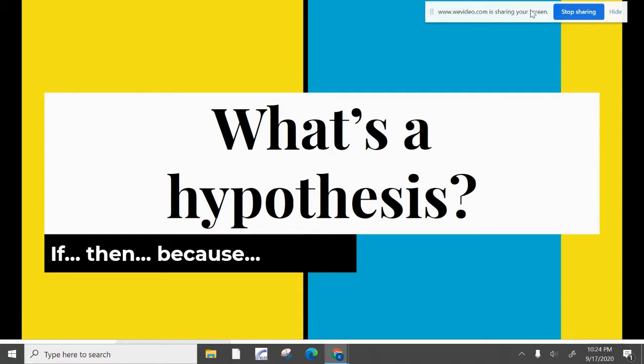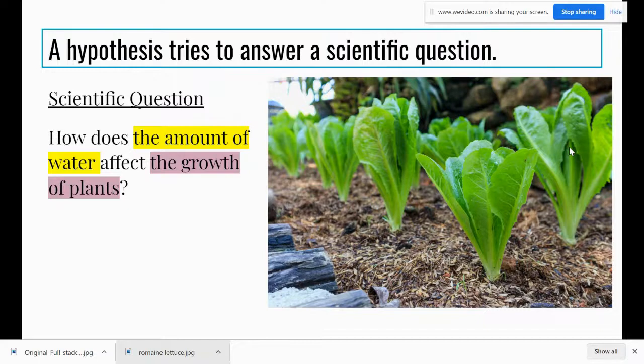And to begin with, a hypothesis tries to answer a scientific question. So here we have a scientific question. How does the amount of water affect the growth of plants? Right? And a hypothesis would try to answer that.